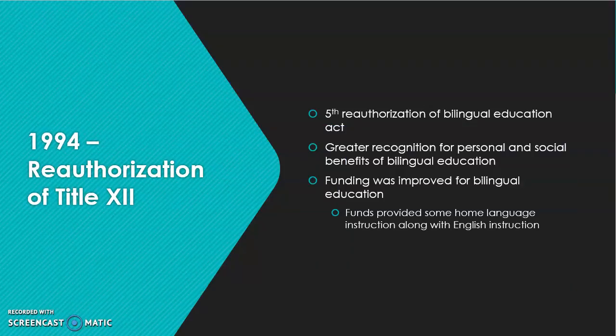Next, we have the reauthorization of 1994, and is the reauthorization of Title VII. This is the 5th reauthorization of Bilingual Education Act, and by this time the goals of the Title VII had been clarified. There was a definition for bilingual education and its target population, and the programs to serve this population were made clear. The focus on helping English language learners to achieve fluency in English remained constant.